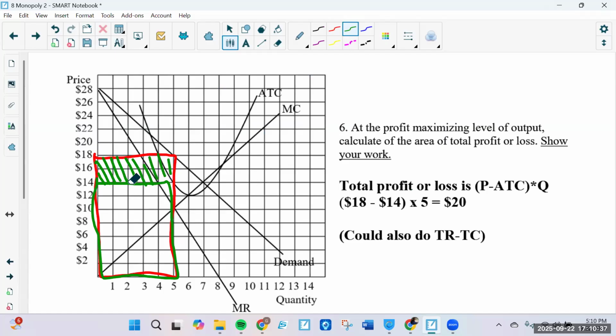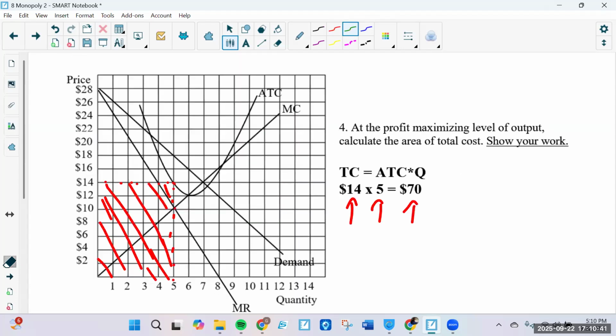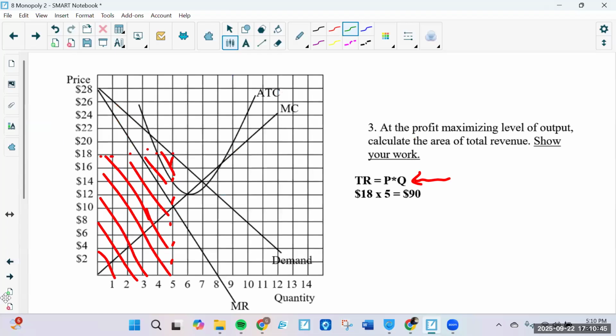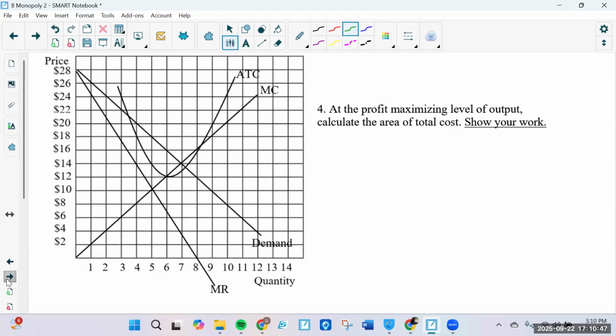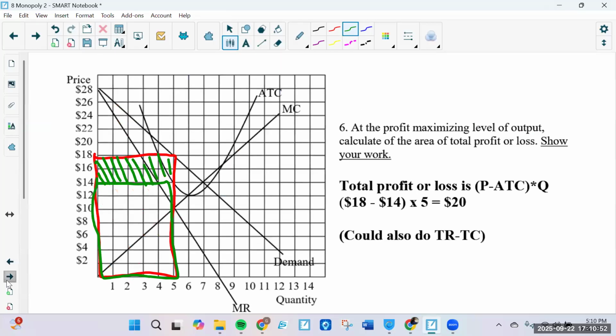And we already calculated total revenue way back here. Well, total cost is 70 and total revenue is 90. So it would just be 90 minus 70. So that's one way of doing it. Okay, so it could have been 90 minus 70 is $20, right?